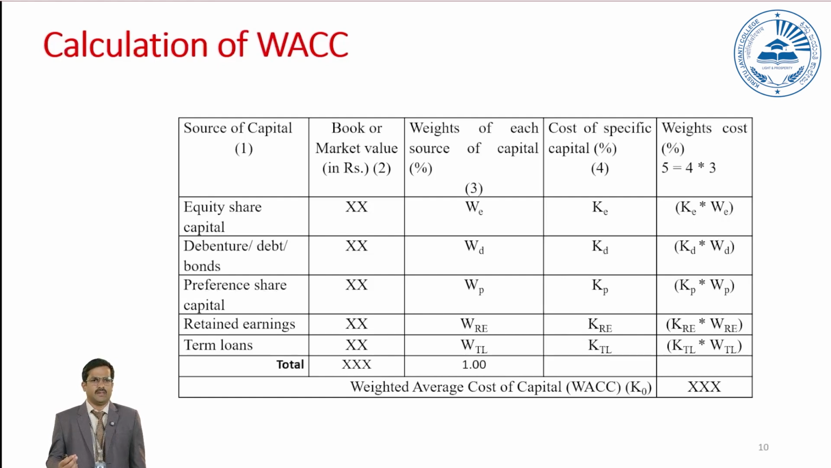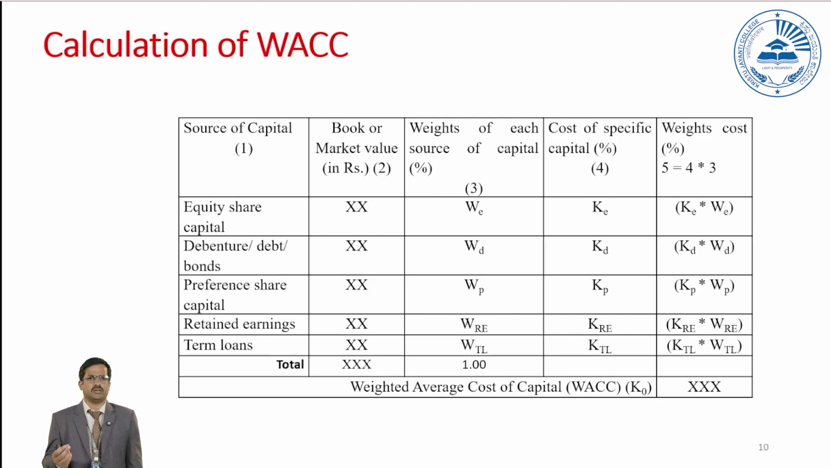So how to calculate the weight? For example, 100% is the capital. Each source, how much percentage we have raised. For example, equity is 50%, debentures is 10%, preference shares is 10%, retained earnings is 10%, and the last one, long term loan, is 20%. So the total is 100%. Each source, how much percentage of capital we are having, is calculated using the weights.